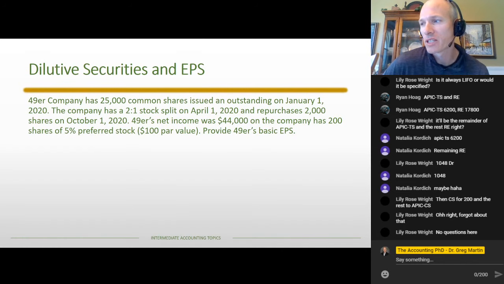Earnings per share. This will probably be the last thing that we cover today. I think it's the last topic for Chapter 16. And so we'll transition. We'll wait for Thursday to jump through the rest of it. But 49er Company has 25,000 common shares issued, I should say, and outstanding on January 1st, 2020. There's a stock split, there's a repurchase, there's some net income, and there's some preferred stock. And so we're going to calculate 49ers basic earnings per share.